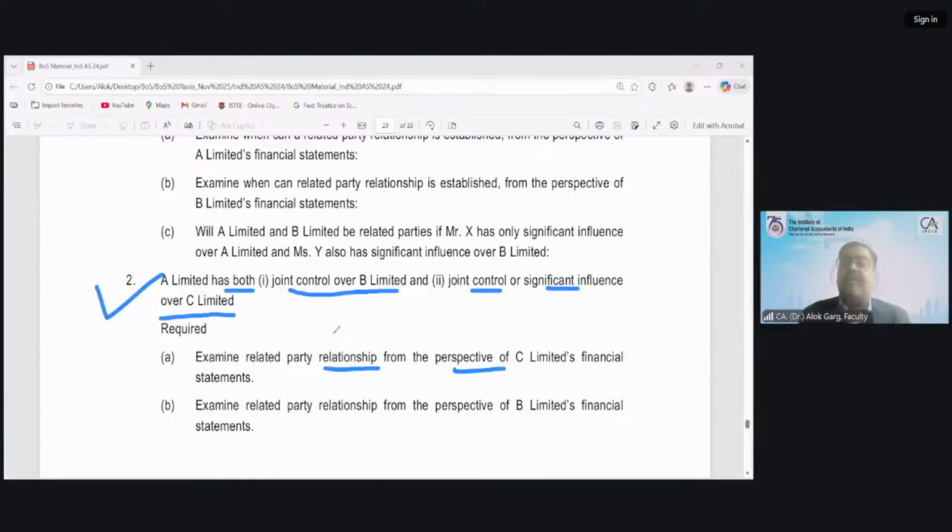What about from the perspective of B Limited? For B Limited also, C Limited and A Limited are related parties. Since A has joint control over B, A is the venturer of B. So B is a joint venture of A, and C is an associate or joint venture of A. So both the entities B and C are also related parties. So these two entities are also related parties.